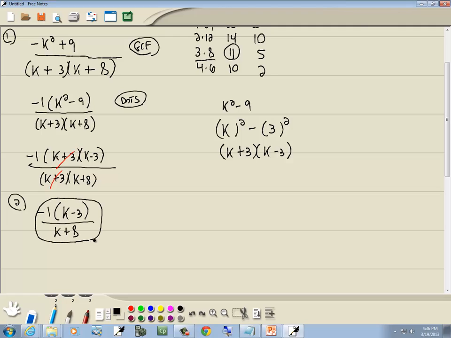And that's our answer. Now, different books will do this different ways. You can put the negative out in front, so you have k minus 3 over k plus 8 with the negative here. Some books may actually multiply the negative through at this point. So you could have negative k plus 3 over k plus 8. Or you could even have some books that rewrite that as 3 minus k over k plus 8. There's no way to really say what your particular textbook's going to do in that regard. All those are technically correct.